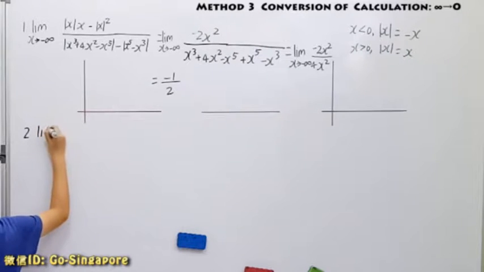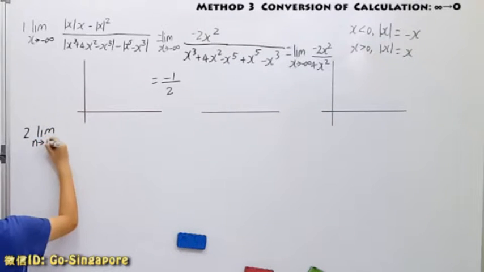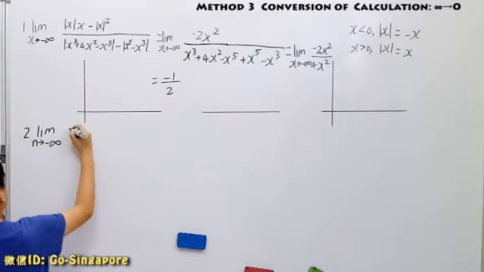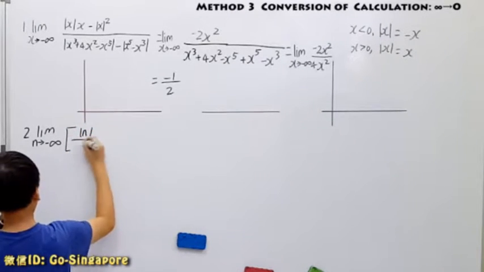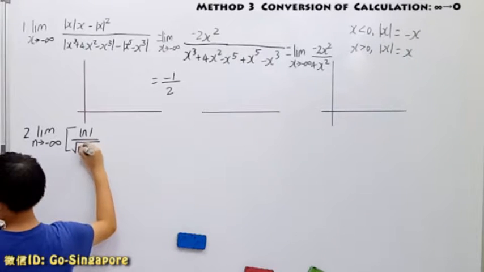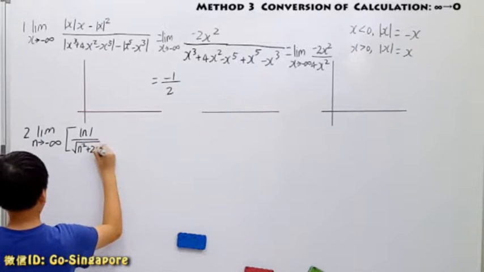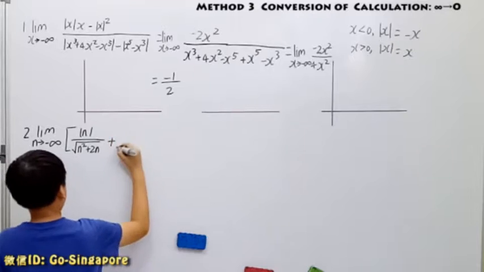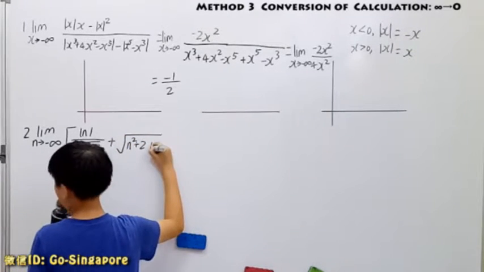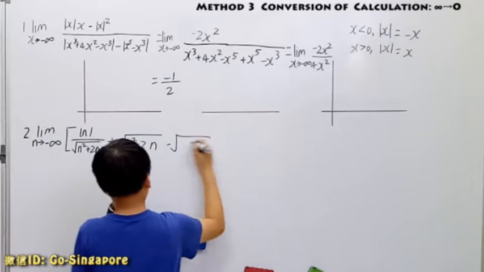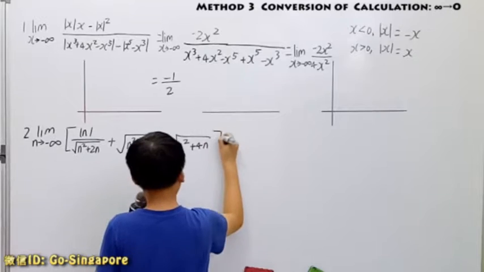Okay, so next for the second, which is the limit as n approaches negative infinity of modulus n over the square root of n squared plus 2n. And you need to plus the square root of n squared plus 2n. Then you minus the square root of n squared plus 4n.